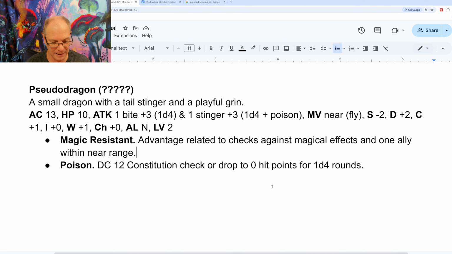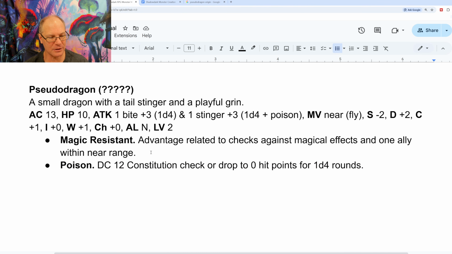So for example, if I can find it, here we go. Snake Swarm: go to 0 hit points for 1d4 rounds, DC 12 Constitution. So I've utilized that mechanic. But you could use any one of those different poison mechanics, whether it's the snake, the centipede, or the spider, whichever you think works, if you want it to work a particular way. So that's what I've done.